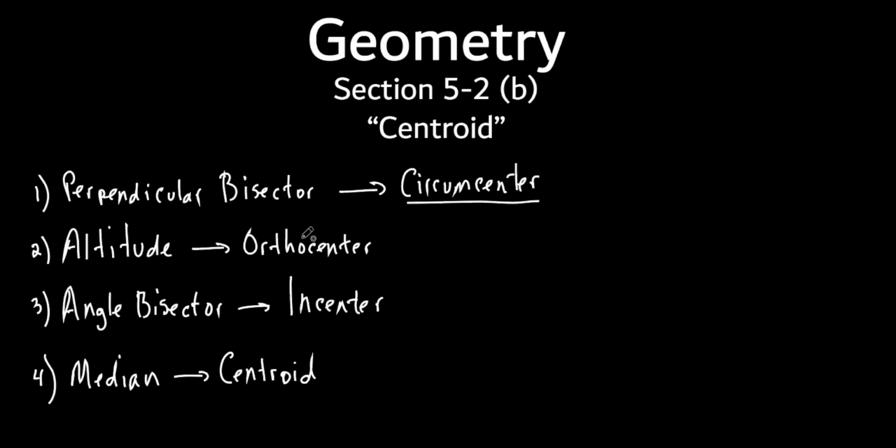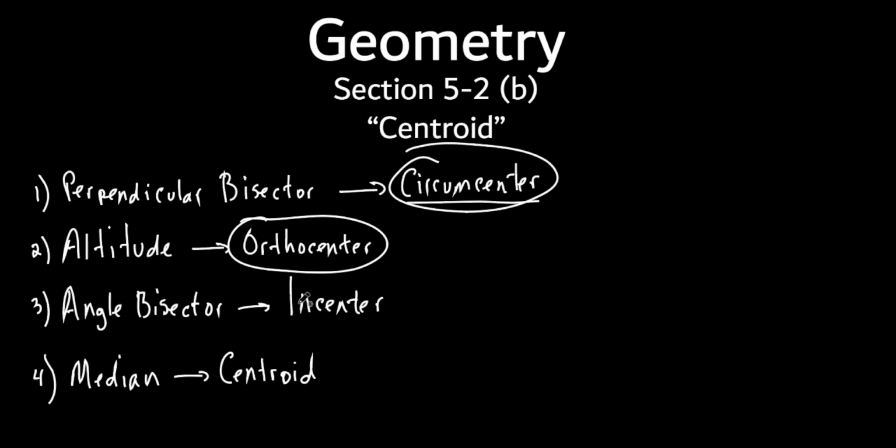Now, I could switch the order. I'm not necessarily going to put circumcenter first, ortho second, incenter, and centroid in that order. I'm going to mix them up a little bit, so you have to think. But you just have to know that perpendicular bisector goes with circumcenter. This would be your answer, circumcenter. If I talk about the altitude, what word goes with altitude? Orthocenter. What word goes with angle bisector? Incenter. What word goes with median? Centroid. And we're going to talk about the centroid a little more detailed today. Everybody with me? That was all review.